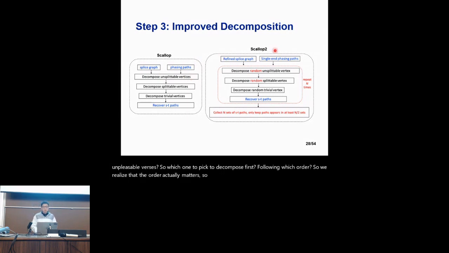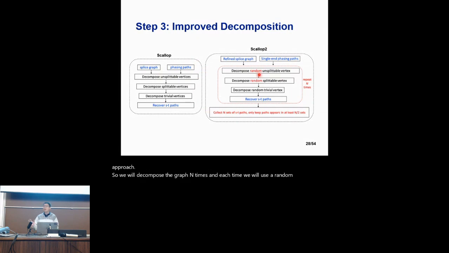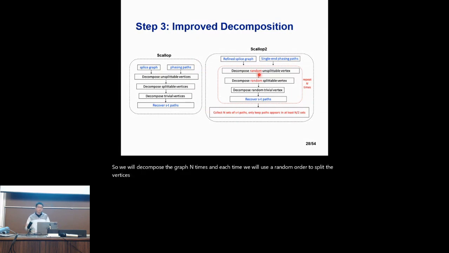So in Scallop 2, we designed a new consensus voting approach. We will decompose the graph n times. And each time we will use a random order to split the vertices in a category. Doing that will give us n sets of ST paths, and we will keep only those that appear in n/2 sets.